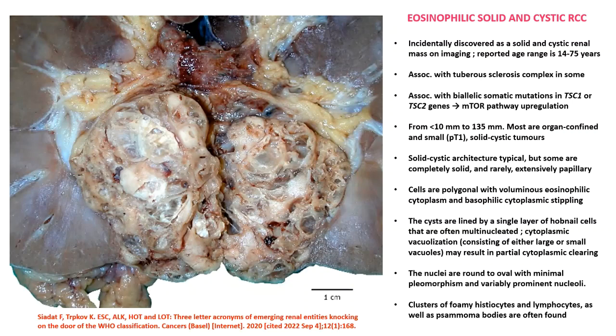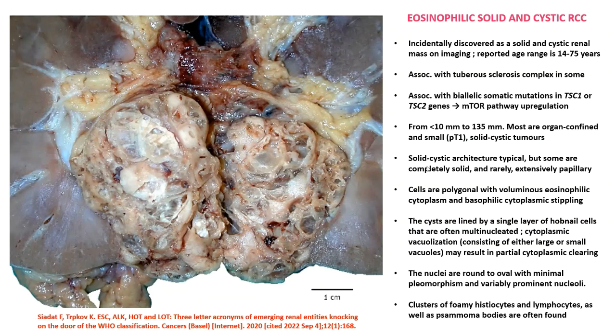eosinophilic solid and cystic RCC. As the name suggests, this is a tumor which is predominantly cystic and also with a smaller solid component to it. These are usually incidentally discovered T1 to T2 stage tumors with a solid cystic appearance, and sometimes they are associated with tuberous sclerosis complex, and also sometimes with biallelic mutations in tuberous sclerosis 1 and tuberous sclerosis 2 genes.